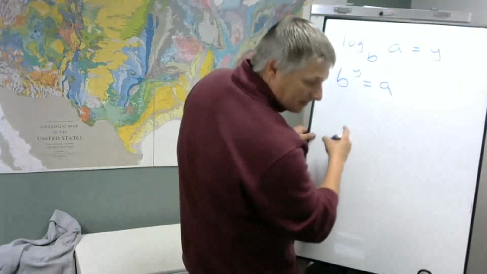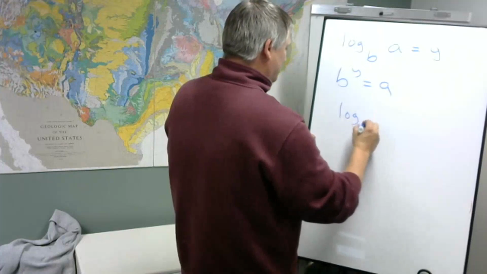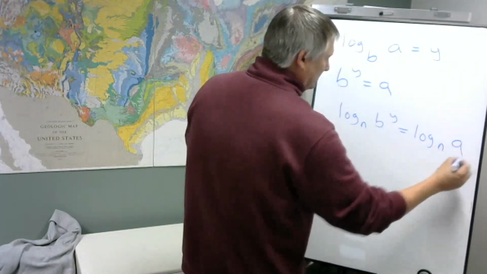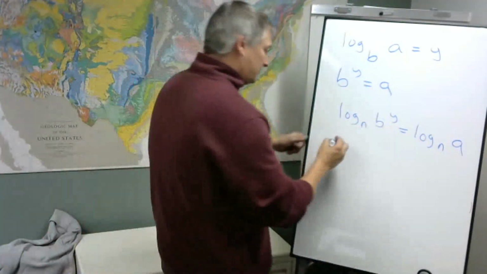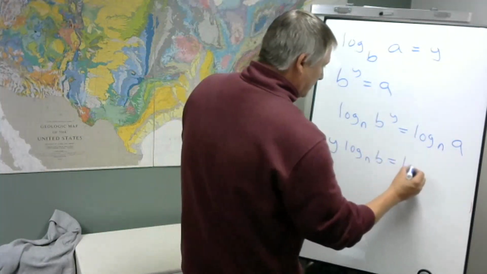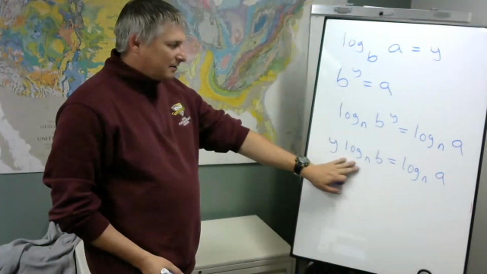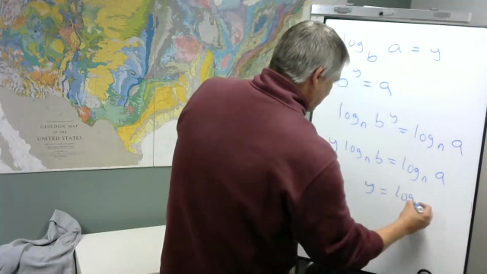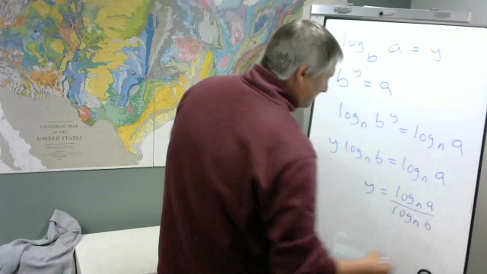So starting with this, b to the y equals a, let's take log base n of both sides. Log base n of b to the y equals log base n of a. Now, using our power rule that we just learned about, that means y log base n of b equals log base n of a. And so now we divide to solve for y, and we get y is log base n of a over log base n of b.